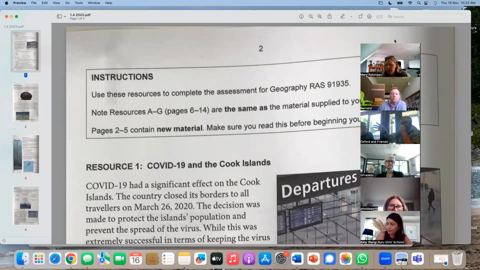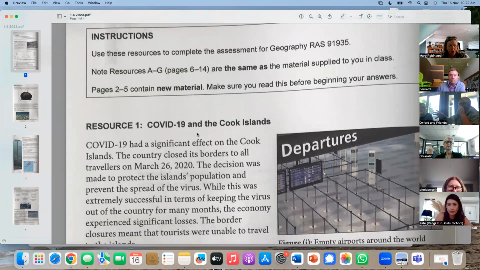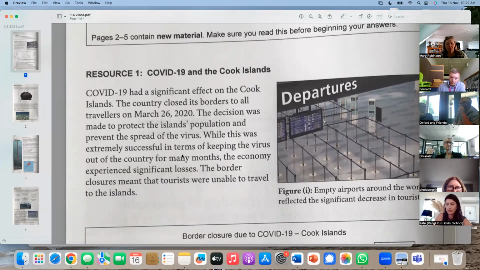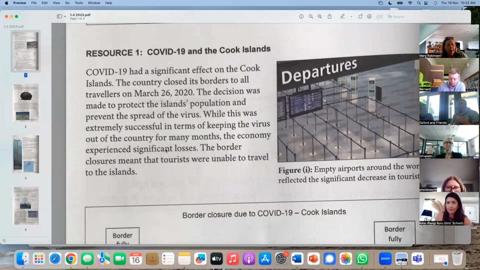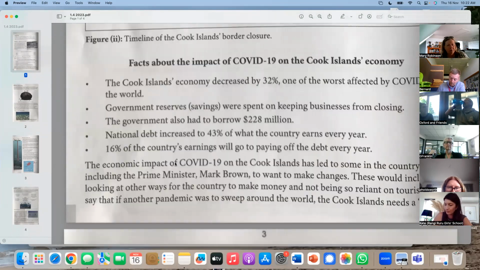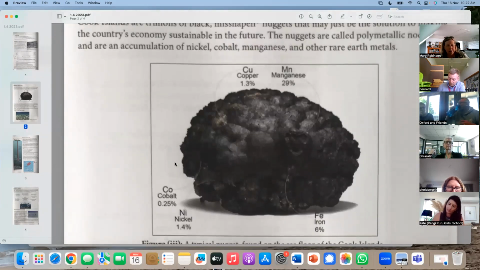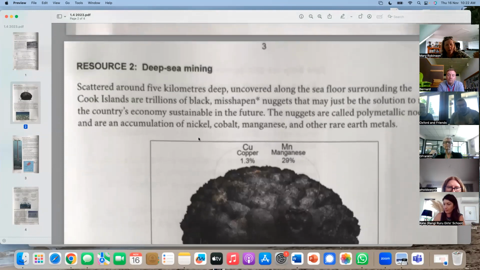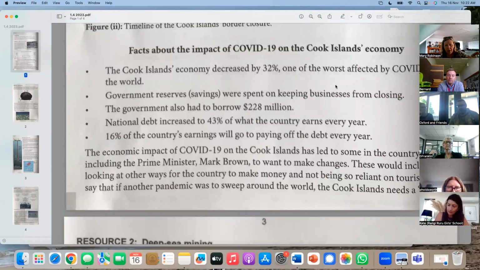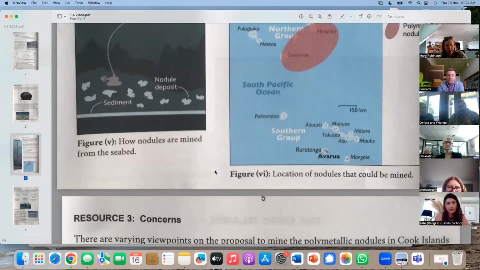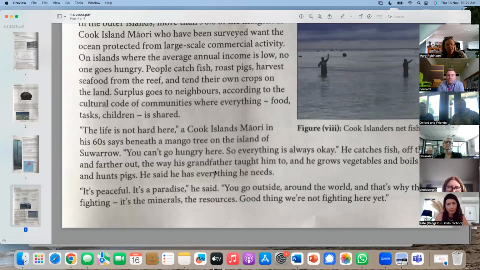Okay. So they got some further information about the Cook Islands. And I don't know where these things are kept, so I have no idea where they are, but they got a resource about COVID in the Cook Islands, facts about COVID, and something about deep sea mining. You can now see there's a question about the Cook Islands, tourism, economy, then deep sea mining, and then some concerns about deep sea mining.